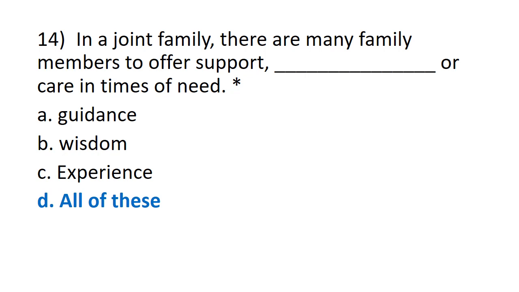So this is a true statement, right? In a joint family, you have your grandparents, who can take good decisions because of their knowledge and experience. And the third option is experience. The people in the family having good experience can guide you properly. So all the three options are correct. So all of these is the right answer to this question.